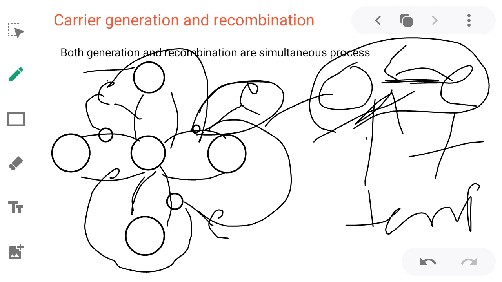In this recombination process, some kind of energy is released. This energy is in the form of heat. When recombination happens, energy is released in the form of heat.